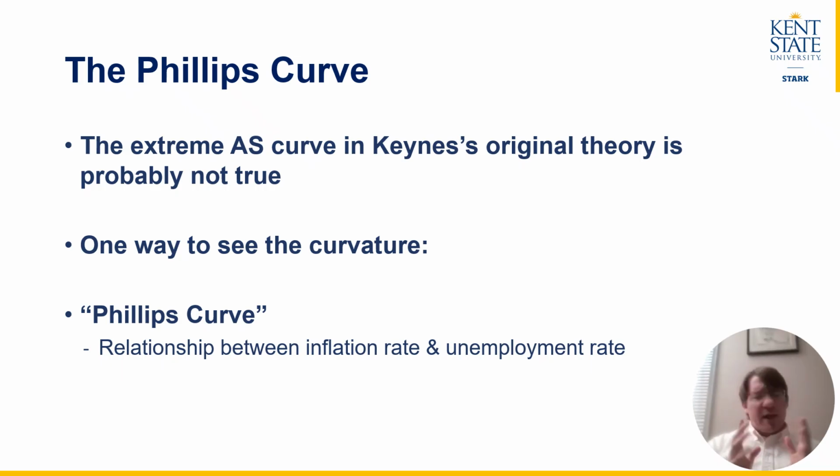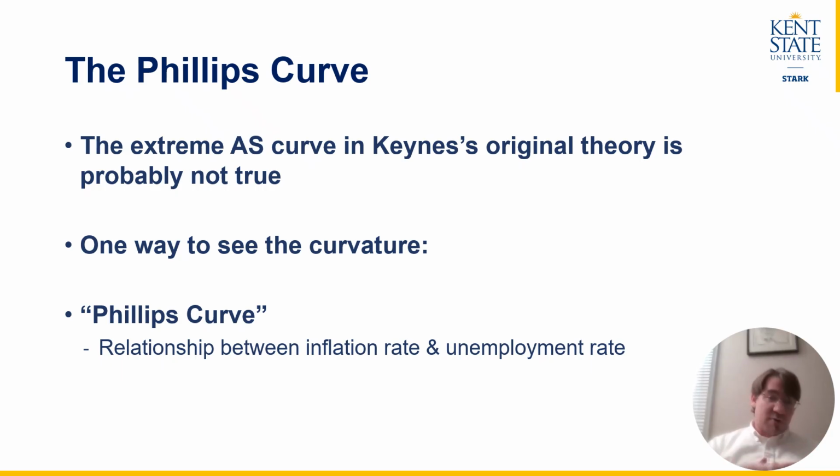So the reality is this probably isn't true. It's just probably not true. Most likely, there's something else happening here. That is, there's going to be a trade-off between production and prices. Now, one way that we can see this is through something called the Phillips curve.